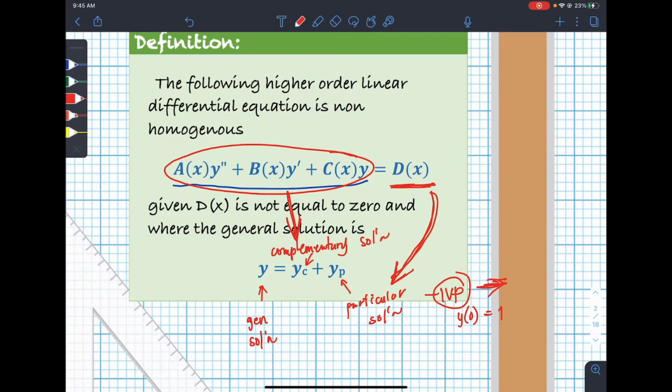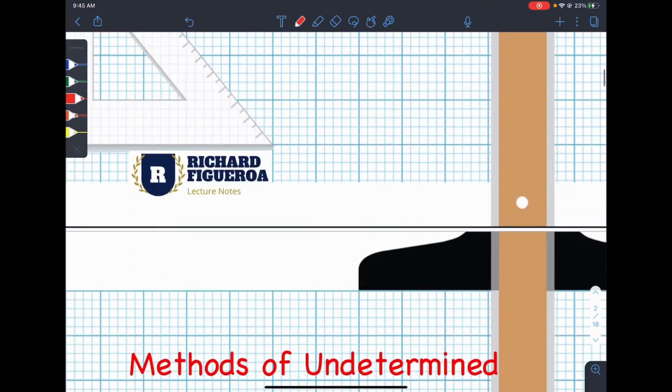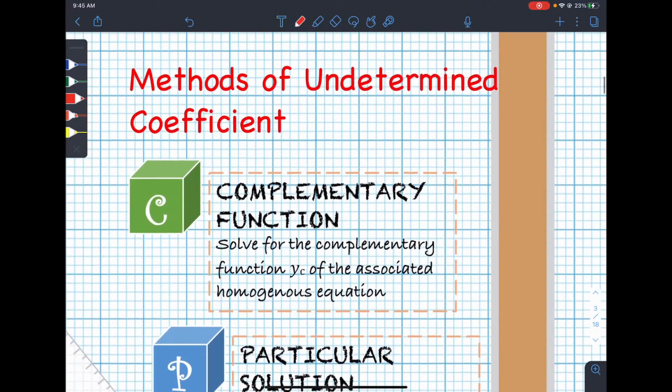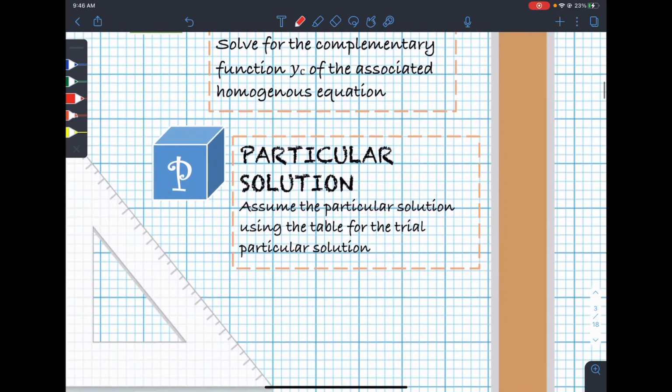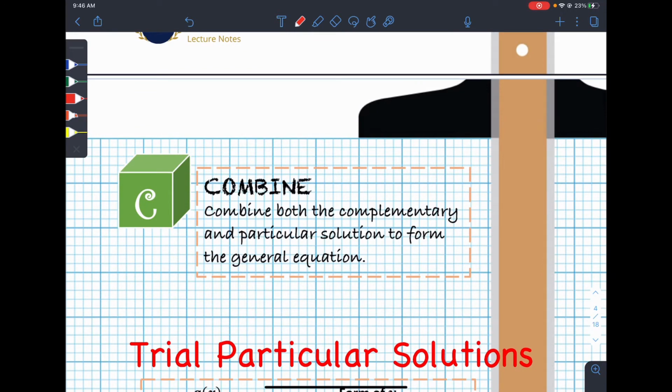So the general solution of it is a combination of the complementary solution plus the particular solution. So how do we find the solution? Of course, we have to find the complementary function and the particular solution. And then from there, we just combine, and we'll be able to find the general solution of the non-homogeneous differential equation. In the complementary solution, it's the same, the three cases that we have in solving homogeneous differential equations.